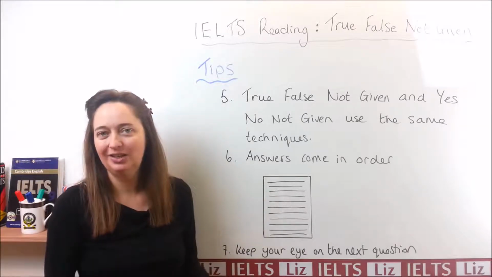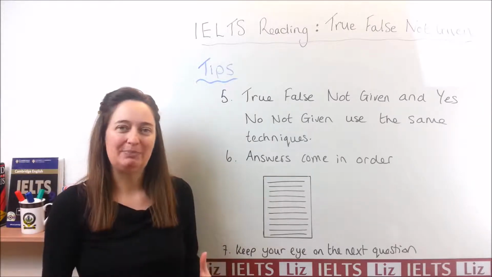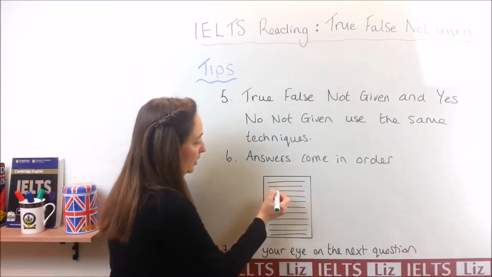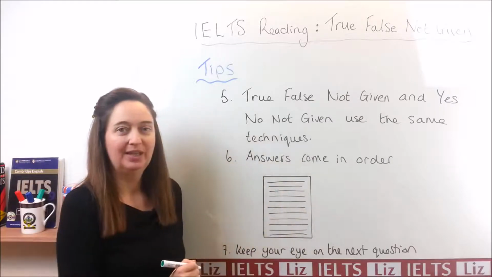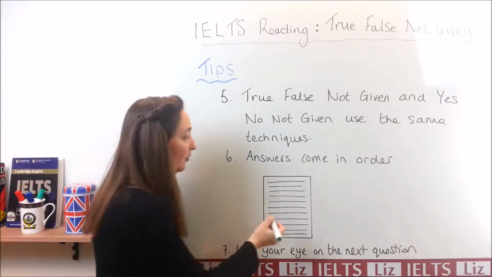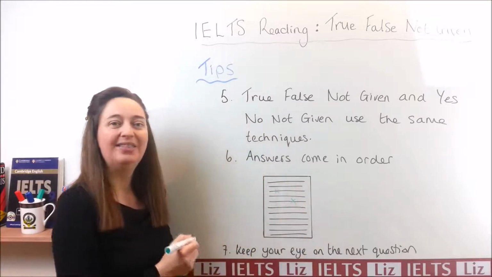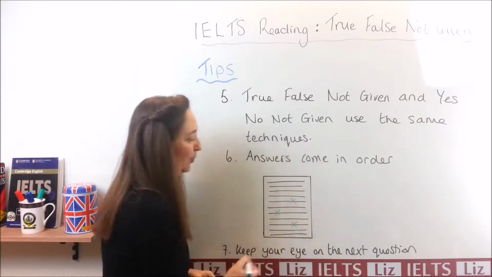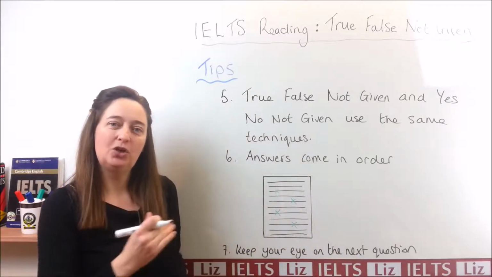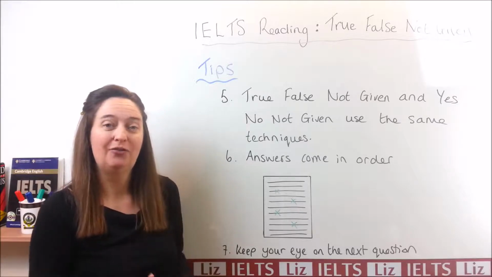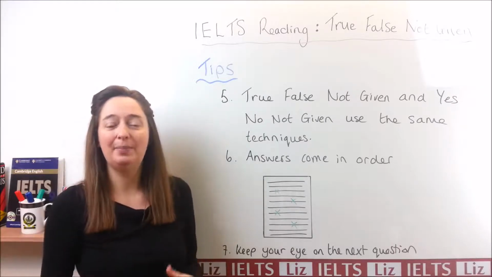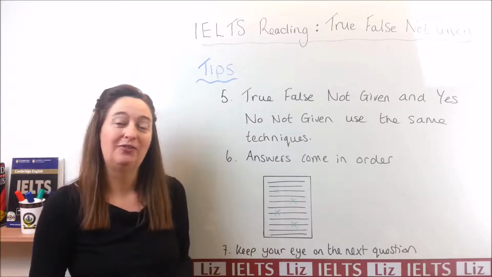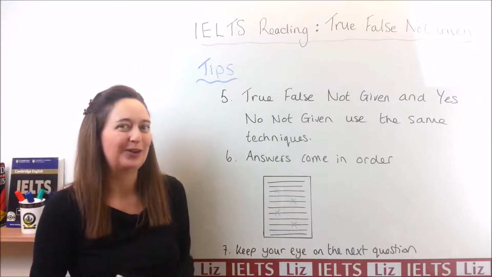This is such an important tip. What does it mean? Well, it means that the answer to question number 1 will come here, for example, and the answer to question number 2 will follow that. It's in order. And the answer to question number 3 will come after that, and question 4 will come after that. So each question follows the order of information in the passage. That means that you should always start with question number 1. Find question number 1 first, and you know that question number 2 will follow that.